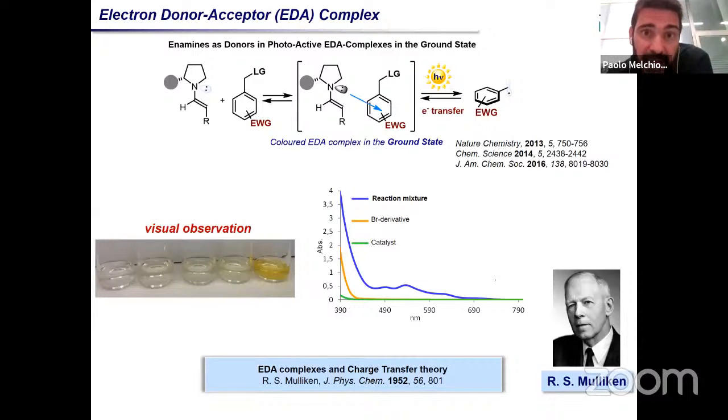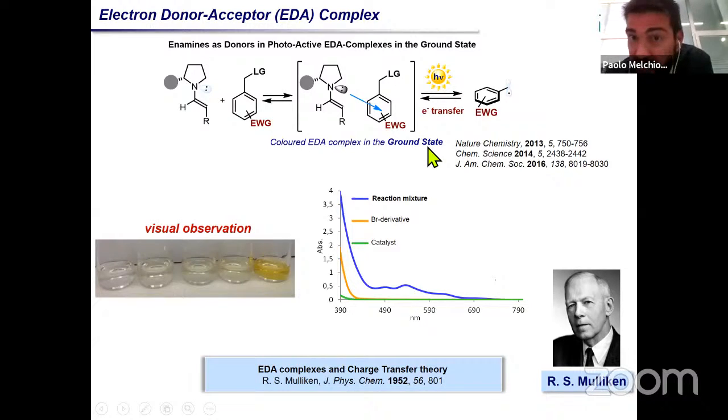And this is exactly what happened with the enamine-based EDA complex. This compound was colored, could absorb visible light, that induced an electron transfer, leading to the formation of a radical, and then we could do chemistry with this radical that was not achievable, let's say, when using enamine chemistry in the dark. You may wonder how we figured out the possibility for the enamine to engage in the formation of photoactive enamine-based EDA complex.